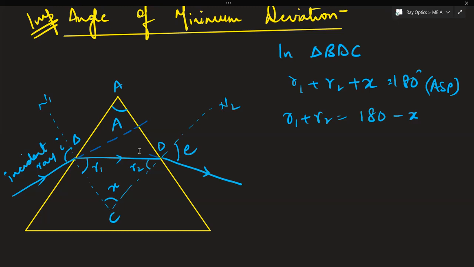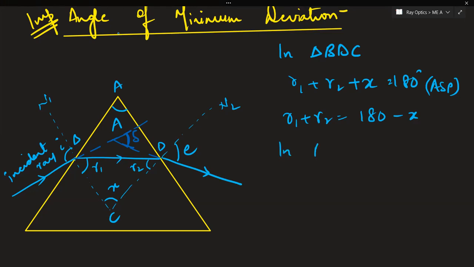C. So this much deviation has occurred. This is known as the angle of deviation. Fine. This entire angle is known as the angle of deviation. Now, this is easier for you to understand.